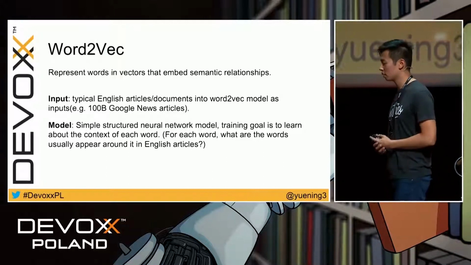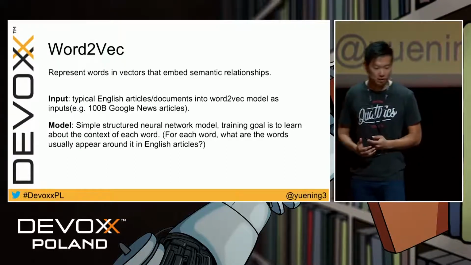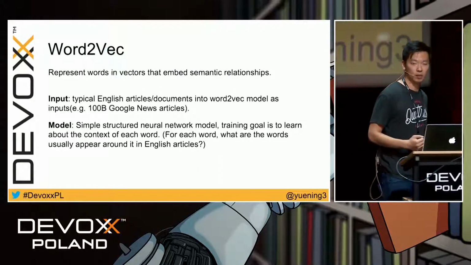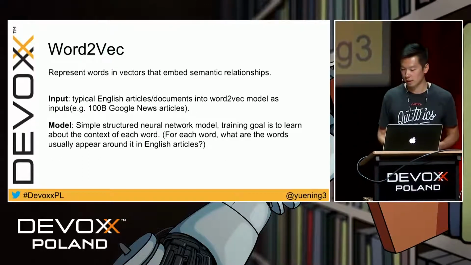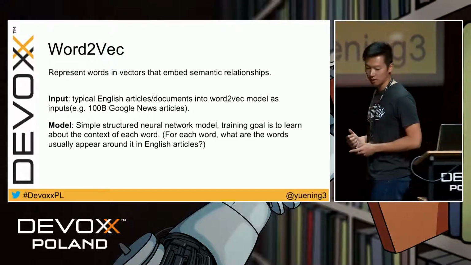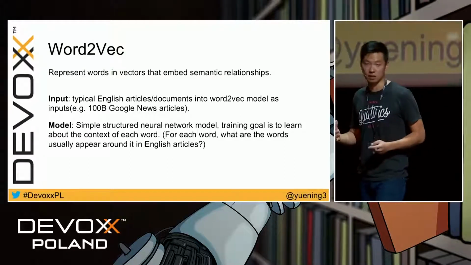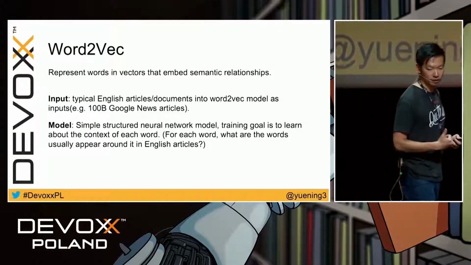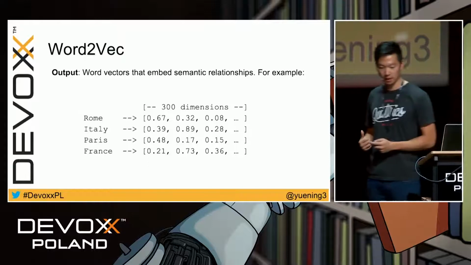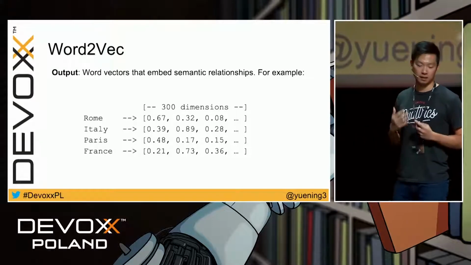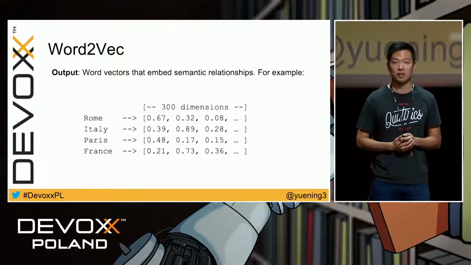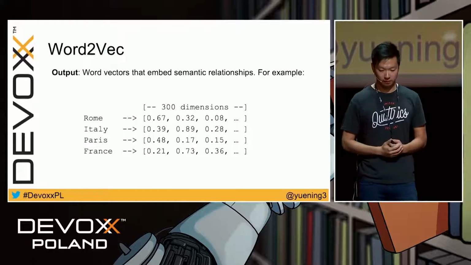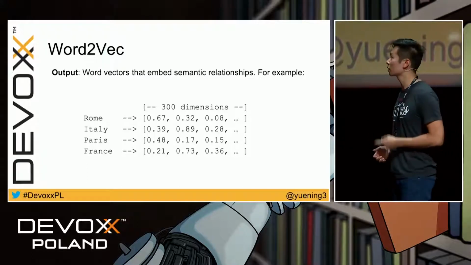The model is actually also very simple. It's a simple structured neural network. The training goal is to learn about the context of each of the words in all the articles. By context, we mean the words that usually appear around this word in English articles. The model tries to learn this, and the output of the model is then all the words that appeared in the articles, and each is now assigned a vector. And those vectors look like this.